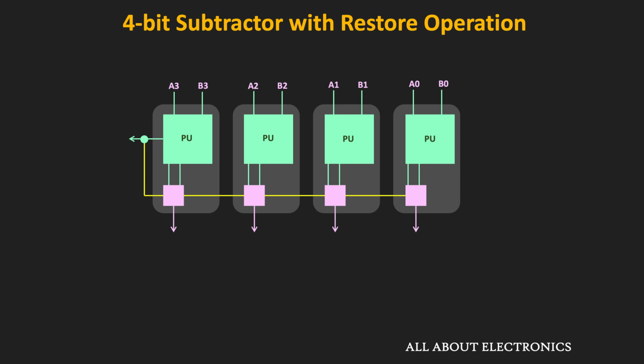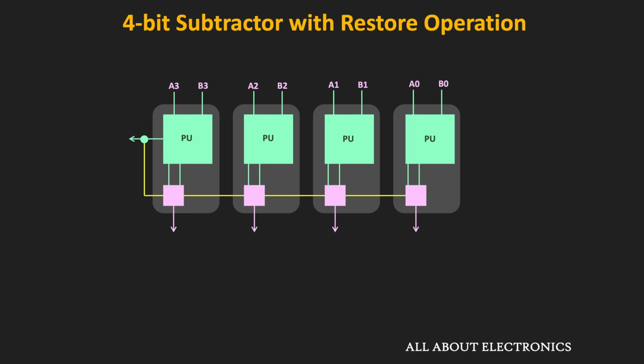So as you can see over here, the carry output of the last block is given as a selection input for each multiplexer. So if the carry is equal to 1, then the output of this block will be equal to A minus B. But if the carry is equal to 0, then the output will be equal to A. So in this way, we can perform the subtraction and the restore operation.